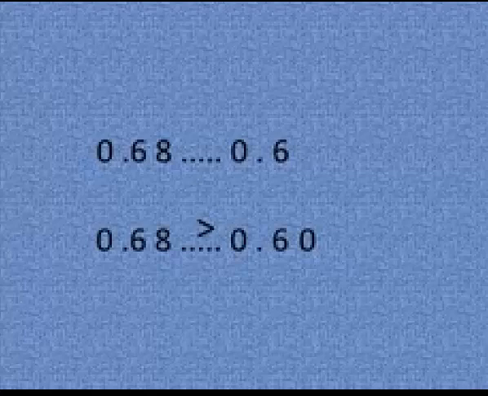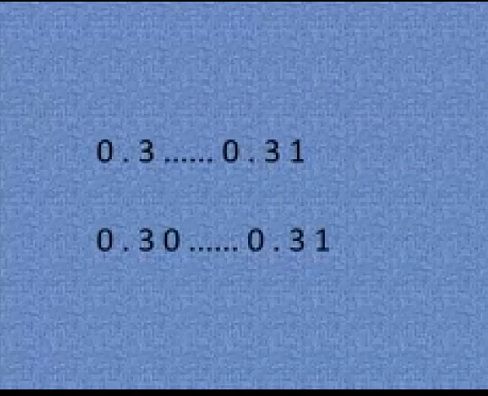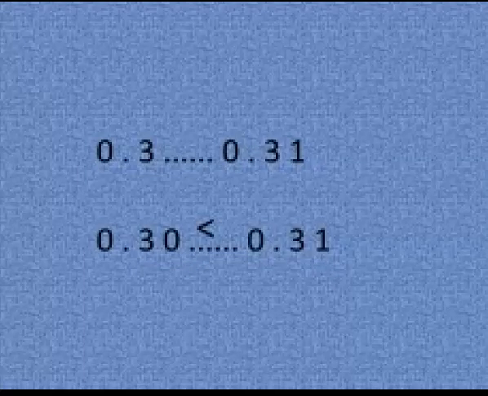Here we have 68 is greater than 60. Next one, 0.3 or 0.31. We should make sure that we have the same number of digits. Here we have one digit in 0.3 and in 0.31 we have two digits. I will put 0 on the right hand side of 3, so we have 0.30 or 0.31. Yes, 31 is greater than 30, so I am going to put the sign less than. So 0.30 is less than 0.31.